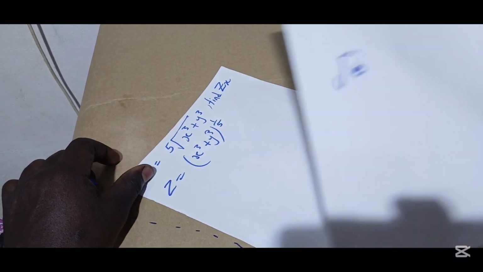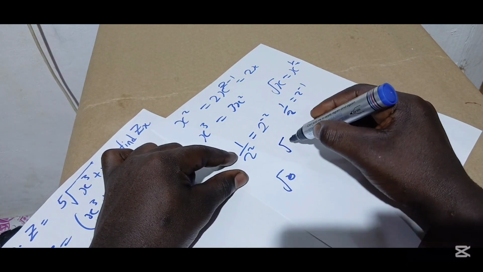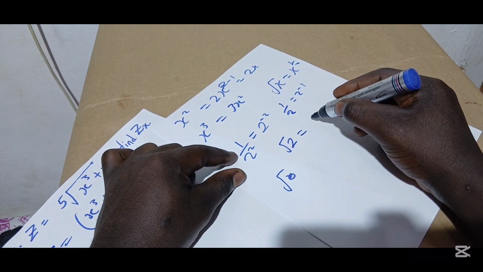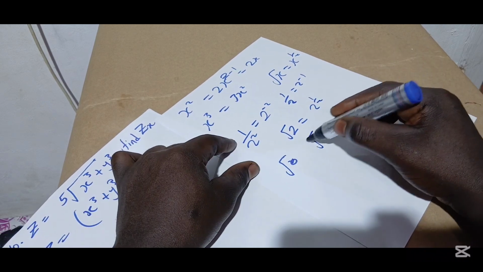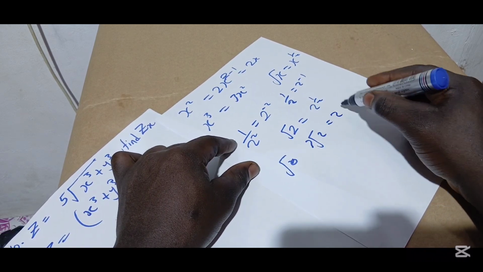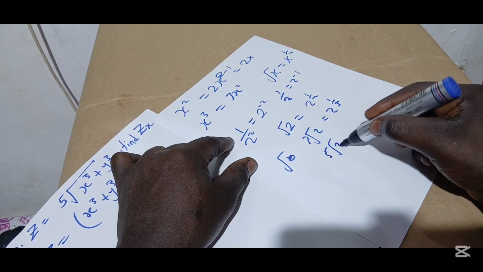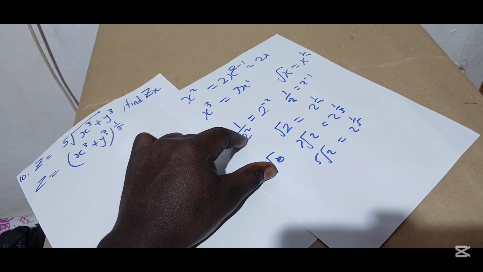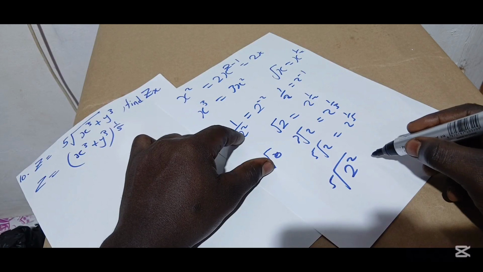Now, if you are wondering how we got that: if we have square root of 2, it means 2 to the power 1 on 2. If we have cube root of 2, it means 2 to the power 1 on 3. If we have fifth root of 2, it means 2 to the power 1 on 5. What if we have cube root of 5?